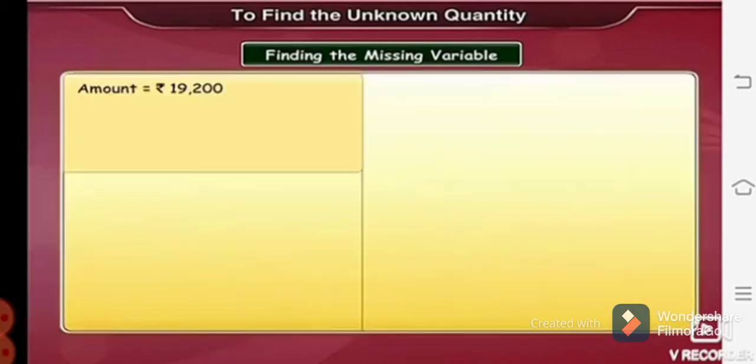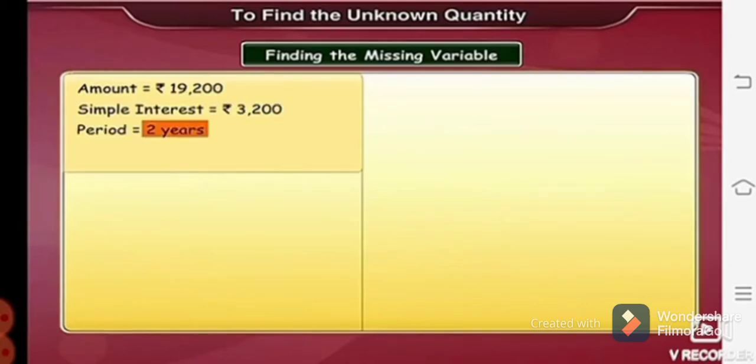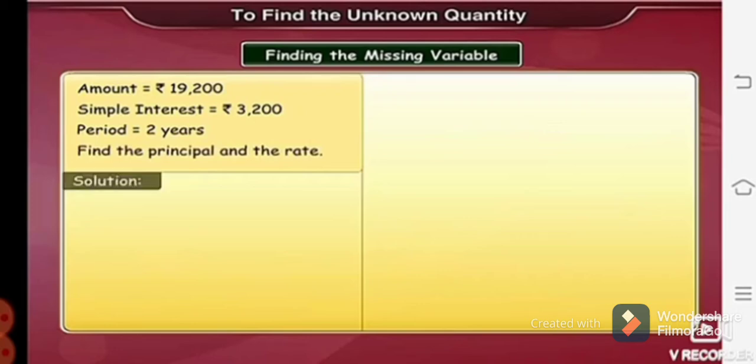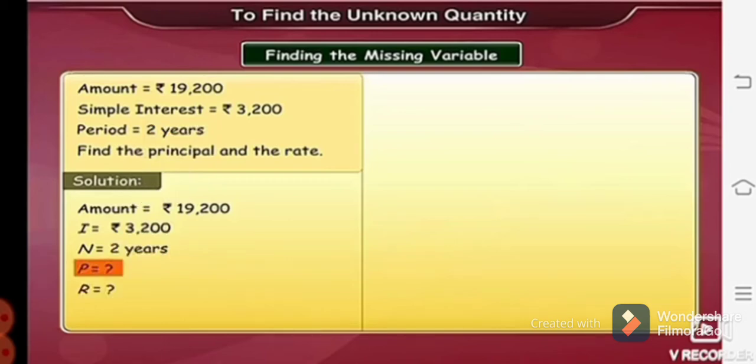Now let's solve the next example. Amount is equal to rupees 19,200. Simple interest is equal to rupees 3,200 and period is equal to 2 years. Find the principal and the rate. So we'll find the solution. Amount is equal to rupees 19,200. I is equal to rupees 3,200. N, that is number of years, is equal to 2 years. And what we have to find out? P is equal to question mark, R is equal to question mark.